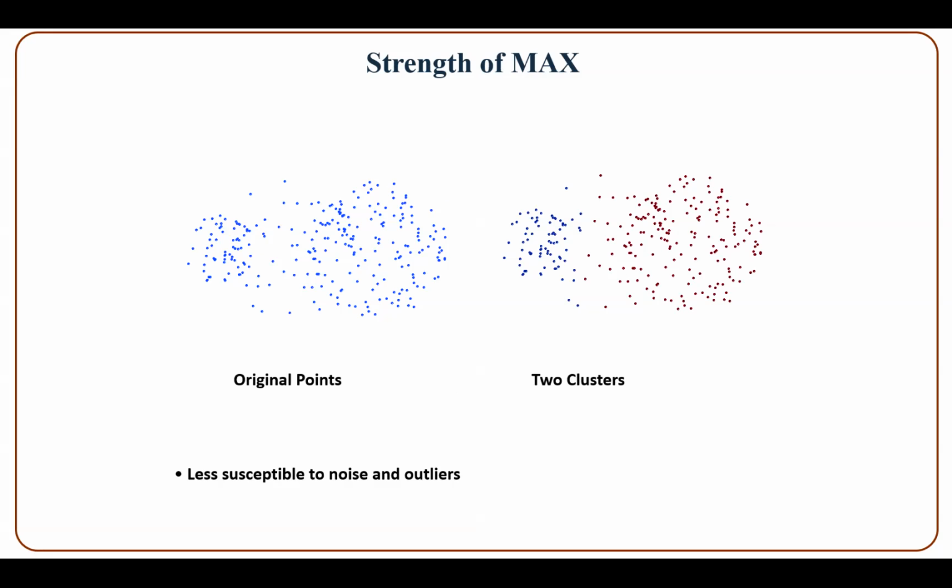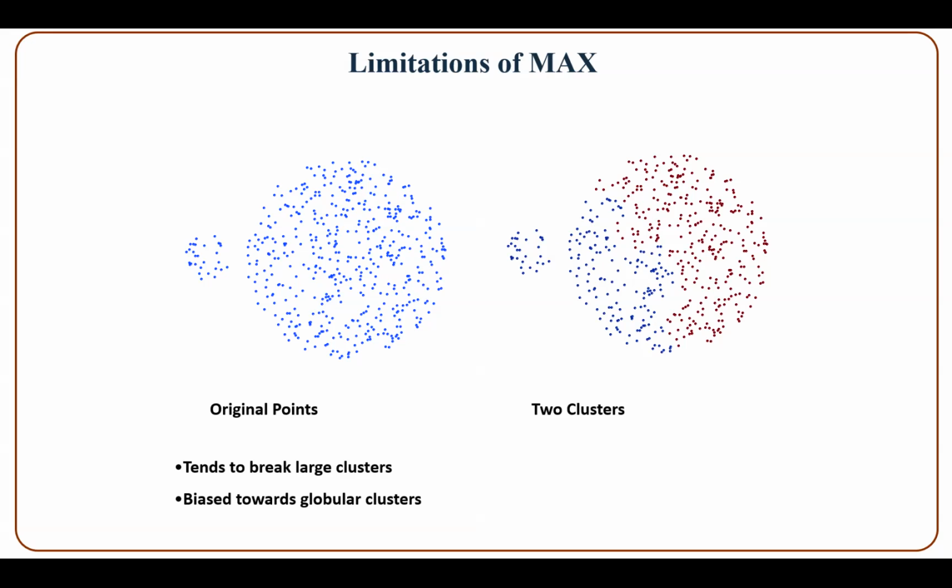The max version is less susceptible to noise and outliers. However, it tends to break large clusters. For example, here, the points are closer to the points in the other cluster than the farthest points in the large cluster. So they become green. They become blue. It is also biased towards globular clusters.